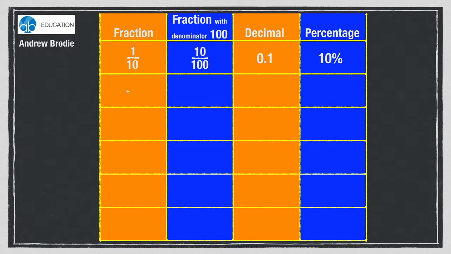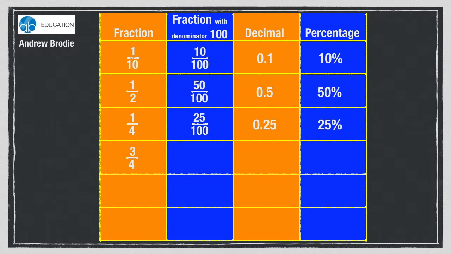Look at the fraction in the next row, 1/2. The picture of the cake showed us that a half is the same as 50 hundredths. A half is also the same as 0.5, and it's the same as 50%. Notice how the blue columns match. Look at the fraction in the next row, 1/4. The picture of the cake showed us that 1/4 is the same as 25 hundredths. That's the same as 0.25, and it's the same as 25%. Notice again how the blue columns match.